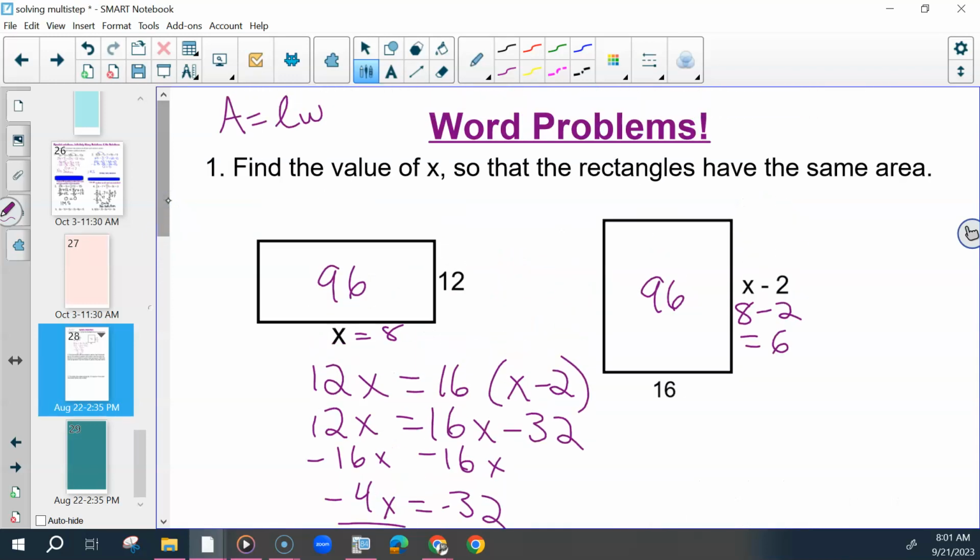Here we just don't have to figure out what x was? We had to figure out what x was in the area to make sure they were the same. So this one doesn't have units, so we don't have to put units for this one, but generally they would. Okay. Questions on that one?